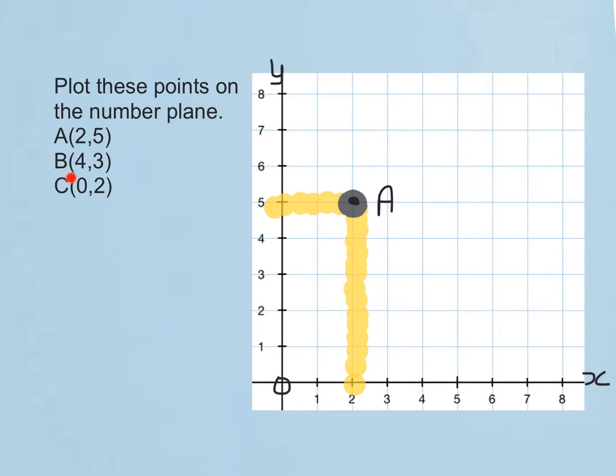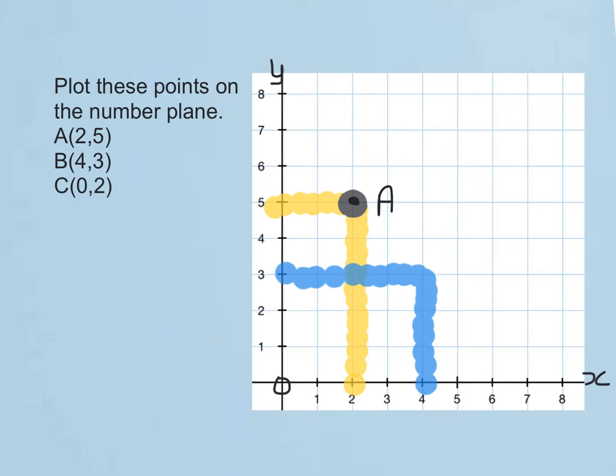Right, so let's look at point B. We need to go to 4 on the x-axis and 3 on the y-axis. So we're going to go to 4 on the x-axis, which happens to be there, and 3 on the y-axis, which happens to be there. So let's imaginarily draw up our markers.